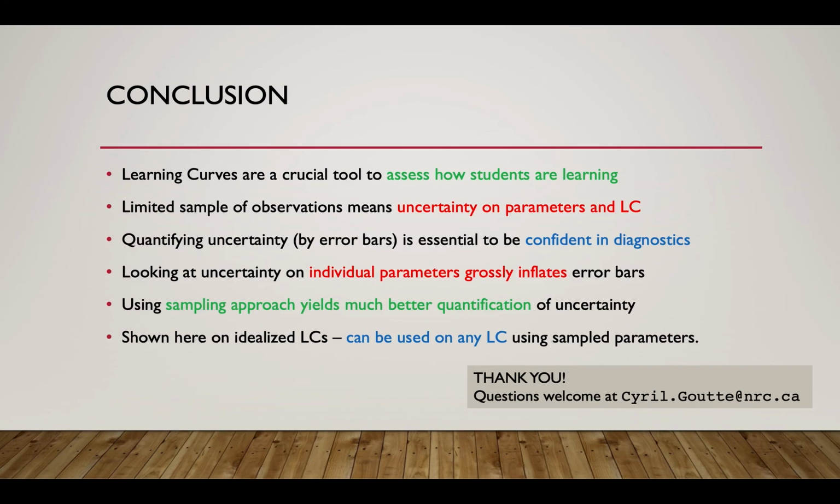We have seen that looking only at the uncertainty on individual parameters grossly overestimates the size of the error bars, making it hard to draw confident conclusions. We showed how a sampling approach allows us to get a much better quantification of uncertainty, much tighter confidence bounds, and therefore reach a more confident diagnostic of learning. Finally, we illustrated how this works on idealized learning curves, but this can be applied straightforwardly on any type of learning curve that can be derived from the model parameters, including the completed or the averaged learning curves.